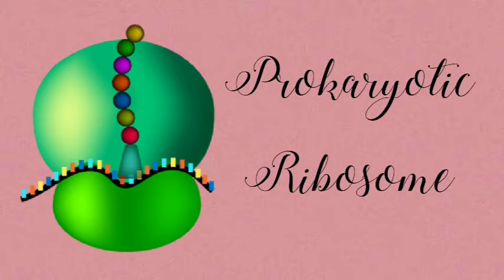First, let's start with the prokaryotic ribosome. It is called a 70S ribosome, where the small subunit is 30S and has 16S rRNA, about 1540 nucleotides, bound to 21 proteins. The larger subunit is 50S and has 5S rRNA, about 120 nucleotides, and 23S rRNA, about 2900 nucleotides, and 31 proteins.